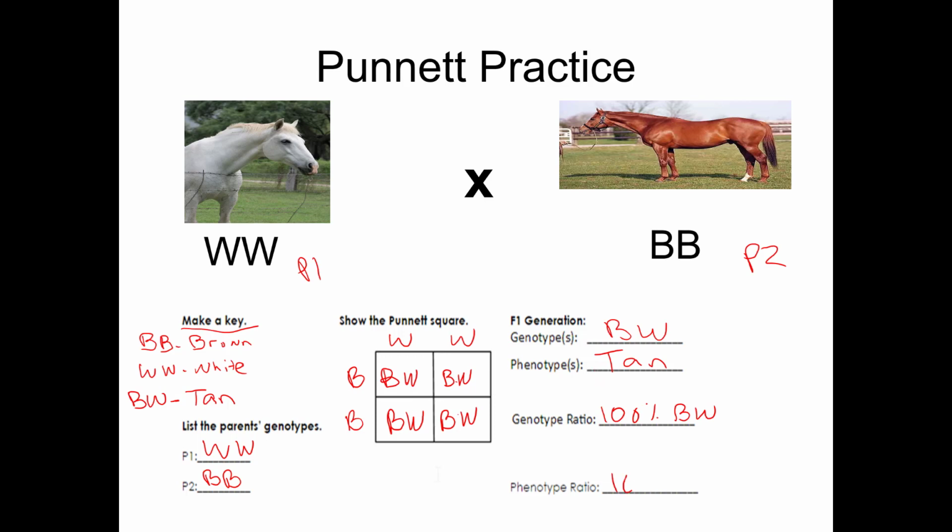How many of them are tan? 100% are tan. Okay, so again, incomplete dominance is that it is a blended mixture of the 2. Co-dominance, we see both colors, like co-captains or co-ed. We see both things.